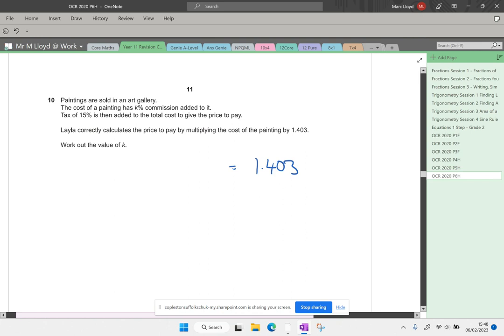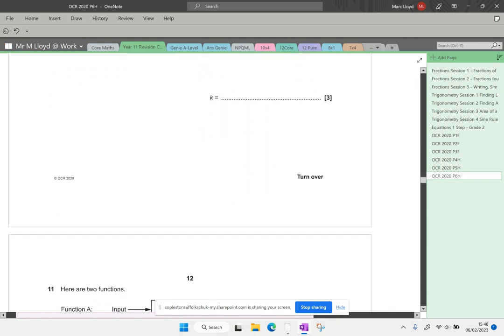So we basically have a value times by 1.403. If I divide that value by 1.15, I'm going to find out what that value was initially. So 1.403 divided by 1.15 equals 1.22. And then that means that that's 22%. Lovely. Nice and quick, that one.